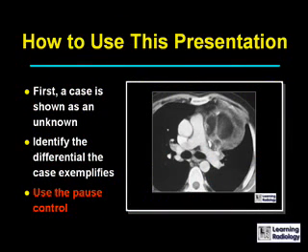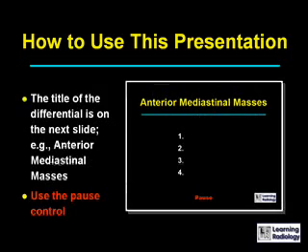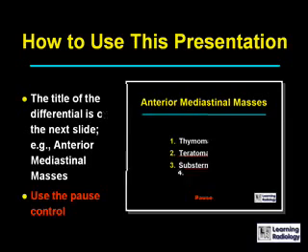The way that this videocast is going to work is first a case is going to be shown as an unknown. You identify the differential that the case exemplifies. Use the pause control on your MP3 player or computer. Then the next image will be the title of the differential. In this case, anterior mediastinal masses. Again, use the pause control.